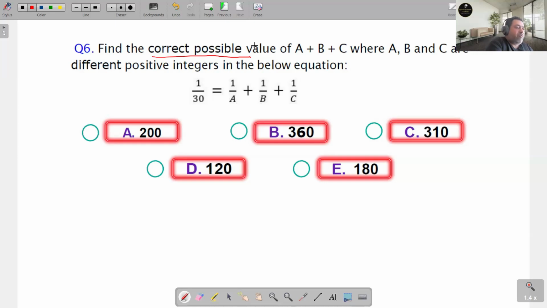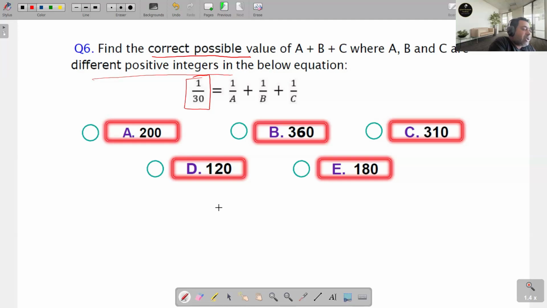Okay. So, first of all, let's understand this. If you have something like this, where this is 1 by 30, this is called a unit fraction, where the numerator is 1 and the denominator is a larger positive integer. It is being broken down as a sum of three different unit fractions, right? Because a, b and c are different positive integers.